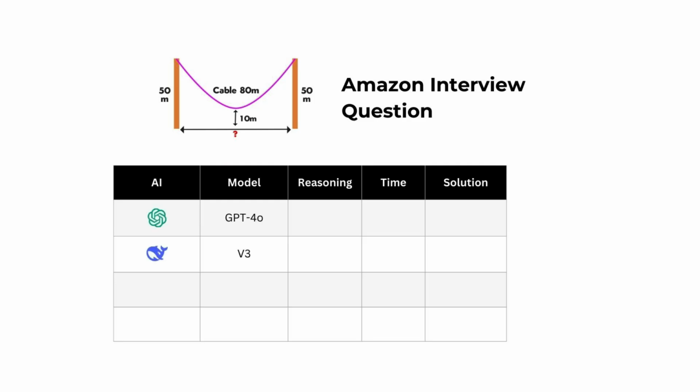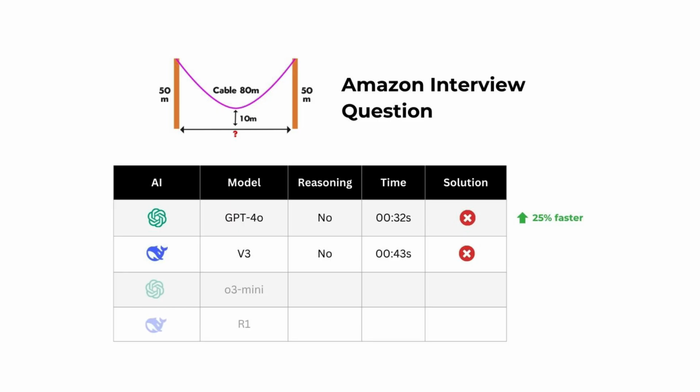Starting with GPT-4o against V3, so no reasoning, OpenAI's model did it in 32 seconds while DeepSeek's made it in 43 seconds. Neither of them got to the correct solution, so even though ChatGPT was around 25% faster, this doesn't matter much because the answer is not correct.